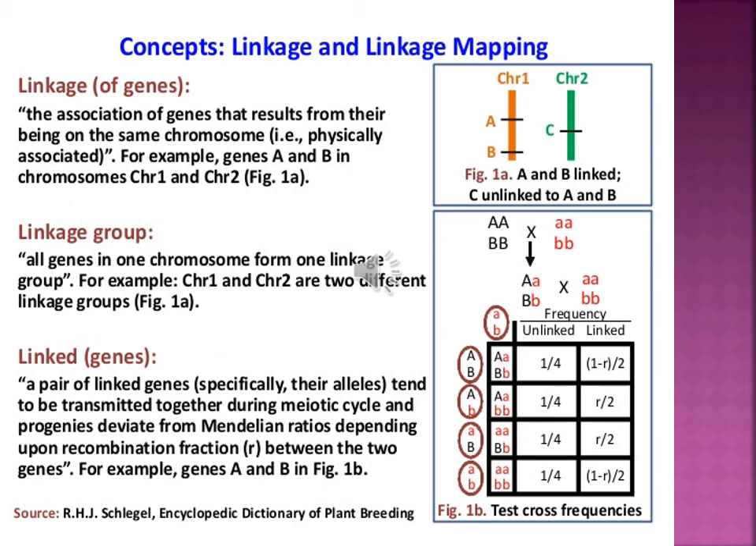Look here. Linkage is the association of genes. That is linkage. Then linkage groups: all genes in one chromosome form one linkage group. That is a linkage group. Then linked genes: a pair of linked genes is called linked.